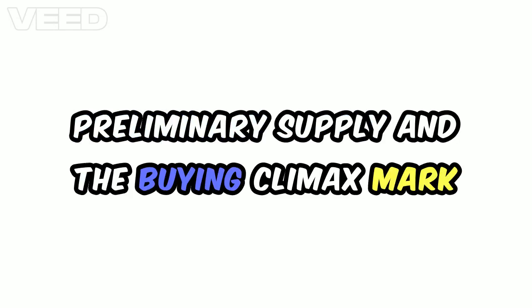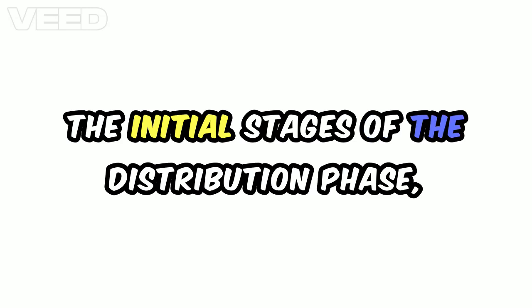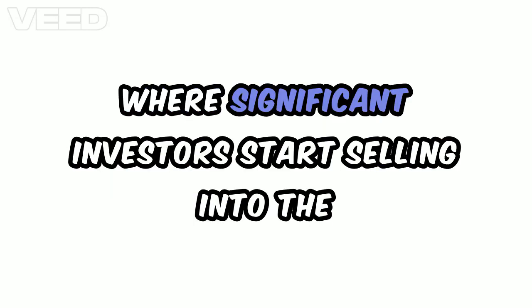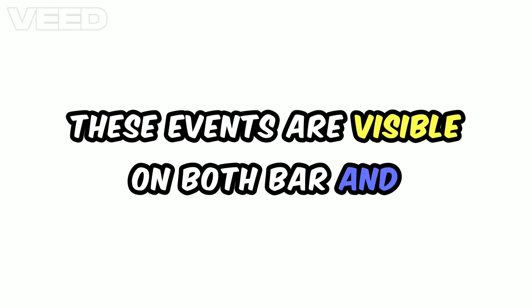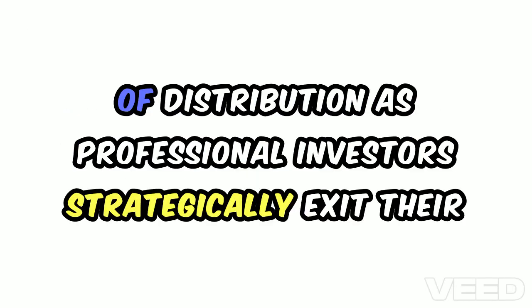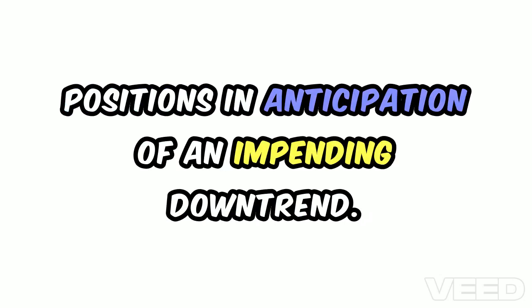Preliminary supply and the buying climax mark the initial stages of the distribution phase, where significant investors start selling into the remaining high demand from the public. These events are visible on both bar and P&F charts and signal the start of distribution, as professional investors strategically exit their positions in anticipation of an impending downtrend.